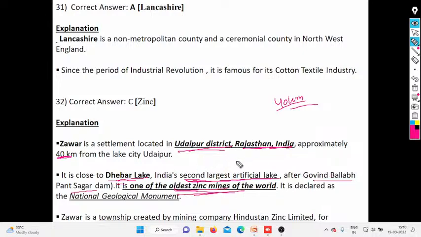Jawar is one of the oldest mines of the world particularly. It is declared as a National Geographic Monument. Devar Lake is India's second largest artificial lake.